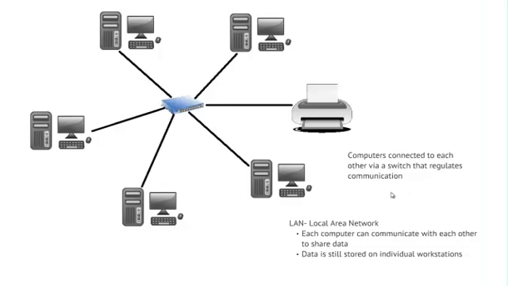The computers are connected to each other, but now they're connected in the center via a switch or a hub or some sort of device that is going to regulate the communication. Now a computer can send out information through its cable. The switch then sends it out either to all other computers or to a specified computer, depending on the type of device that we use as a central location.